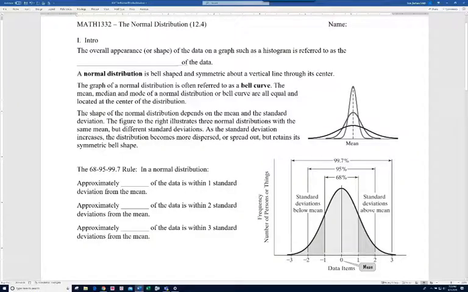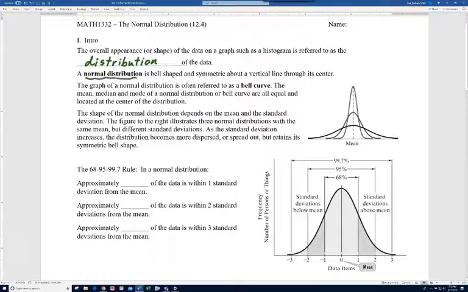In this video, I'll be talking about the normal distribution. And first of all, it says here the overall appearance or shape of the data on a graph, such as a histogram, is referred to as the distribution of the data. So all that's really saying is what the graph basically looks like. What's its appearance? What's its shape? We call that the distribution of the data.